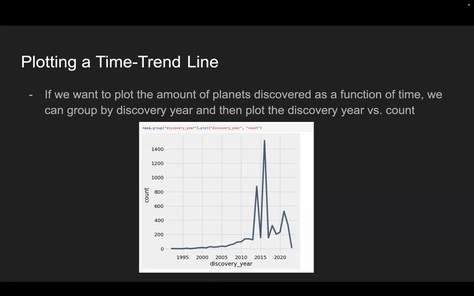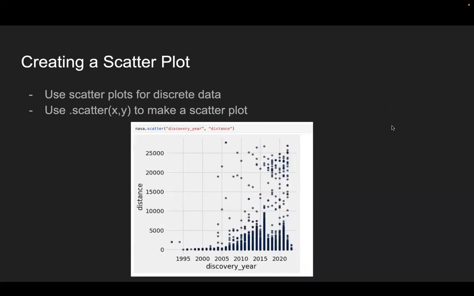And we do this by first grouping by the discovery year, and then we plot x versus y, so discovery year versus count. As we can see, there's a big spike here. That shows that that year has the most planets discovered.